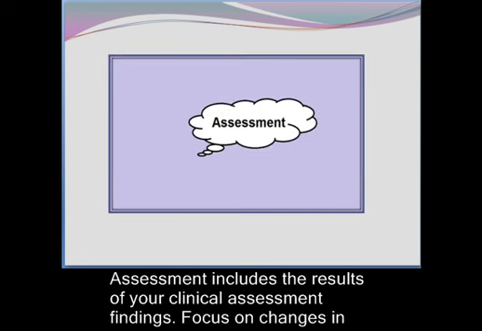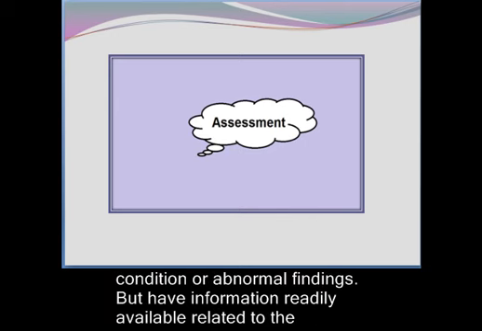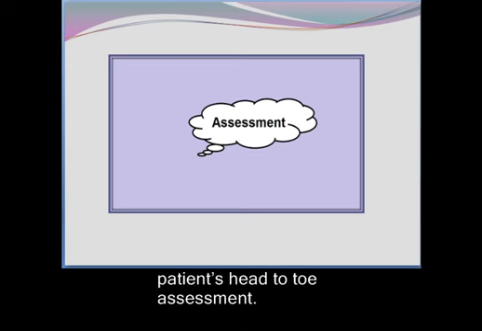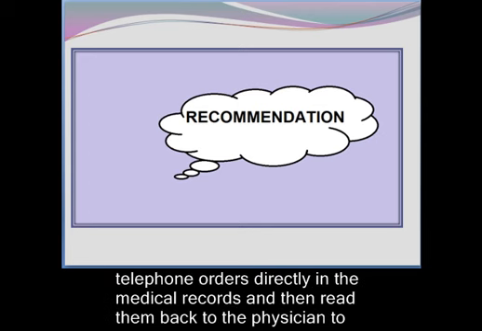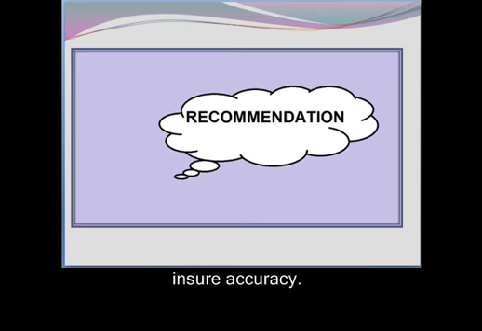Assessment includes the results of your clinical assessment findings. Focus on changes in condition or abnormal findings, but have information readily available related to the patient's head-to-toe assessment. Finally, R stands for recommendation. What do you want to happen and when? Write telephone orders directly in the medical record and then read them back to the physician to ensure accuracy.